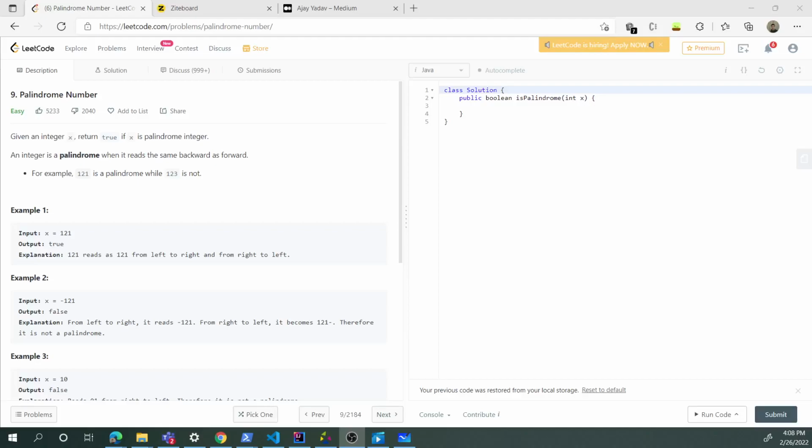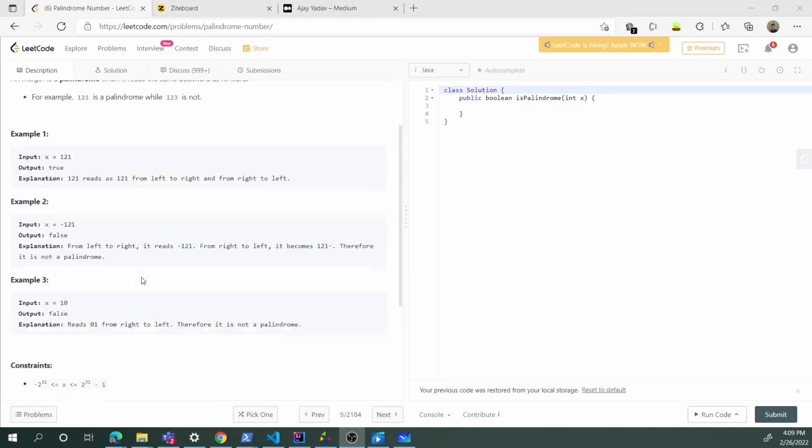Hello everyone. The problem we are solving today is LeetCode problem number 9, that is, whether a number is a palindrome or not. Let's understand the problem statement. You are given an integer and you have to return true if that number is a palindrome, and if that number is not a palindrome, in that case you have to return false.